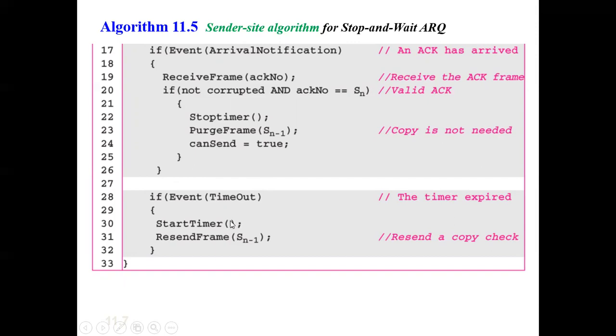Now the third event that can happen is the timeout. If a timeout happens, that means either the acknowledgement is lost or the frame is lost. So it will resend the frame, that is the n-1 frame, and it will start the timer. This is the algorithm for the sender side.